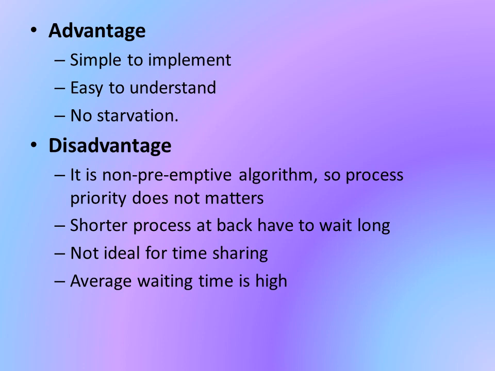Second, easy to understand. In our daily life, we use this algorithm while buying movie tickets or railway tickets, etc. And so this algorithm can be easily understood as we are applying it in our daily life. Third, no starvation. In first come first serve scheduling algorithm, all the processes get executed in the order of their arrival, and so there is no chance of starvation as no process has to wait infinitely.